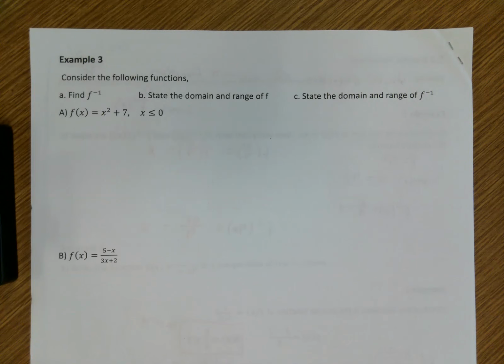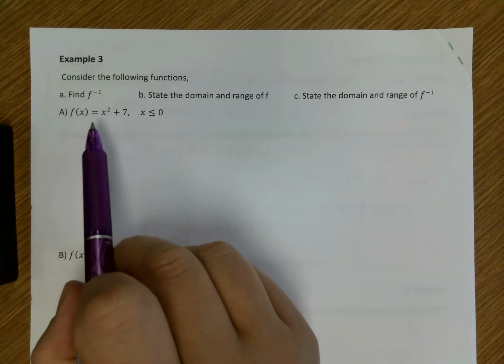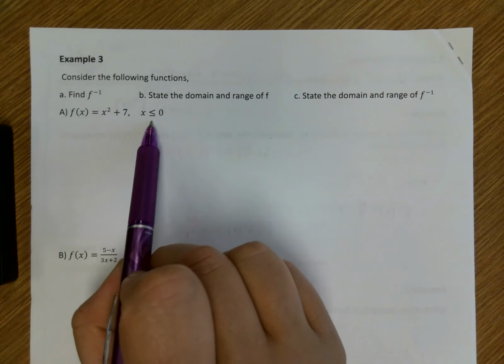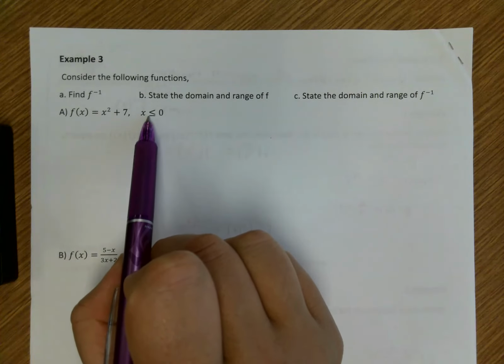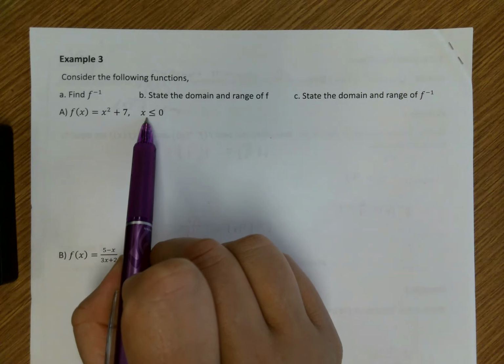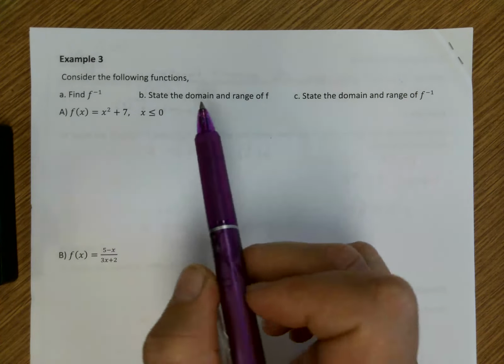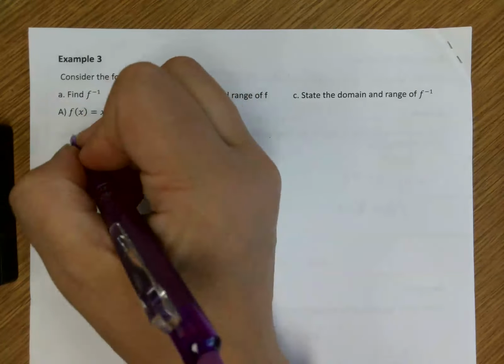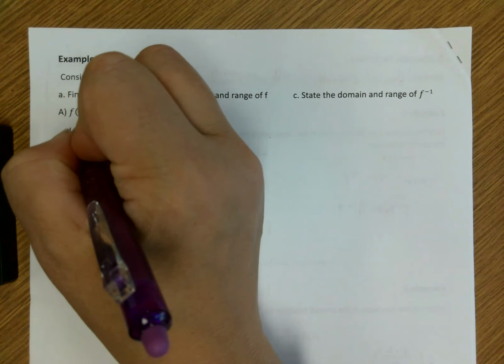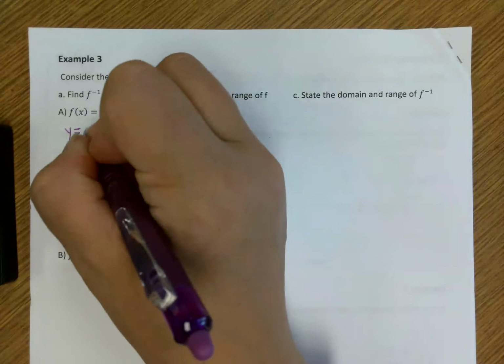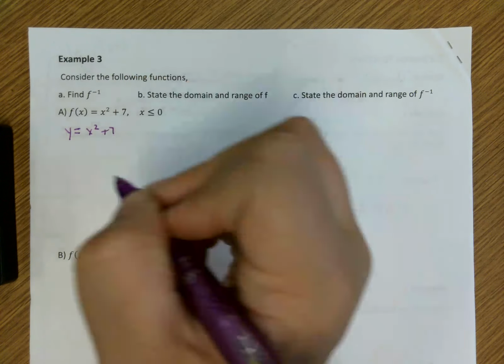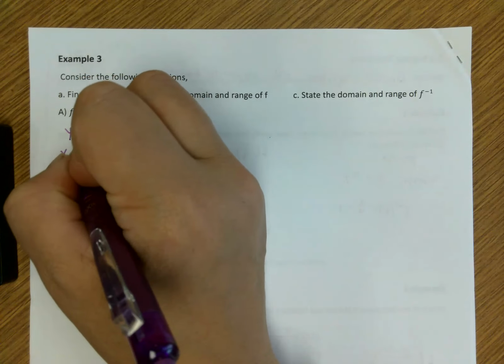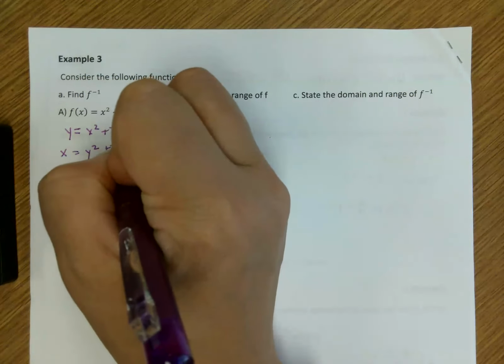First, when I'm looking at A, find the inverse function. One thing you need to note is that right away, when I give you this, it's telling you the restrictions on the domain. So when I find the inverse, I flip this over. So y is equal to x squared plus 7, and I can flip-flop my x and my y, plus 7.